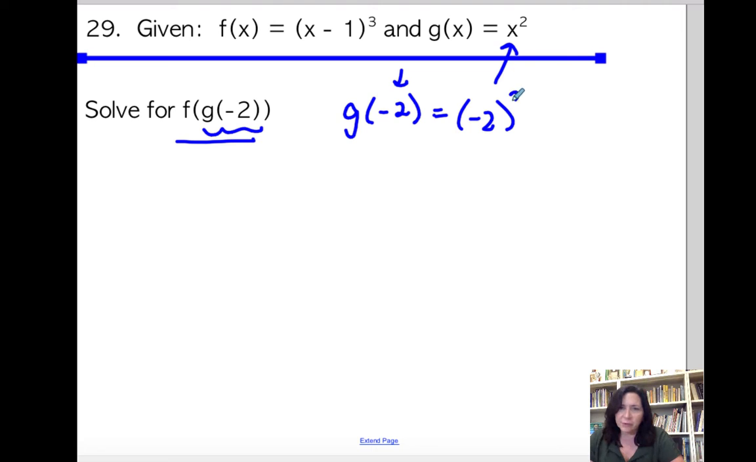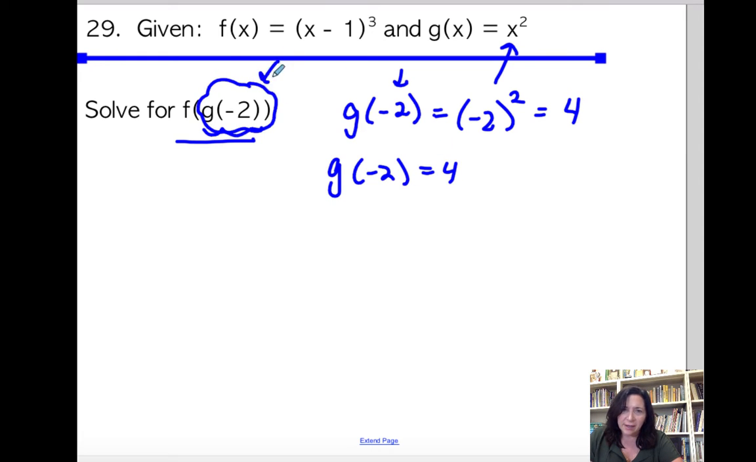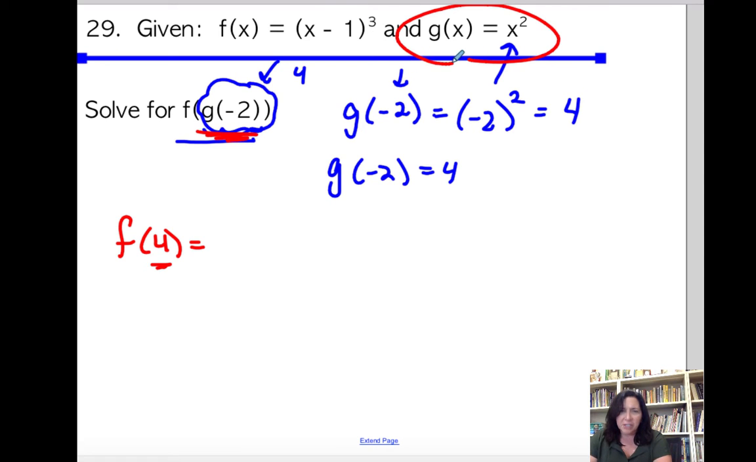Negative 2 squared, which is negative 2 times negative 2, which is 4. So we know that g of negative 2 is equal to 4. That means this value in here is 4. Okay? So now what I'm looking for in the second part of this is f of 4. So f of 4 means I need to plug 4 now into the f equation, whereas this negative 2 I plugged into the g equation, 4 I need to plug into the f equation.